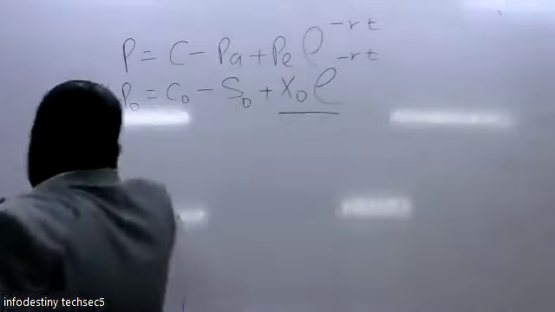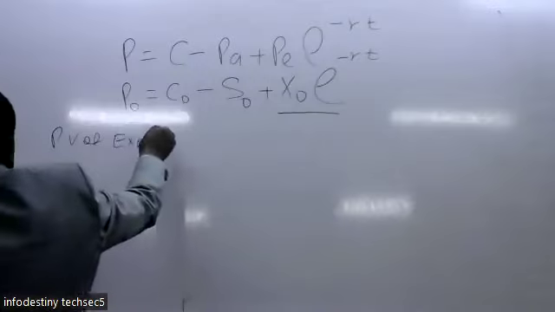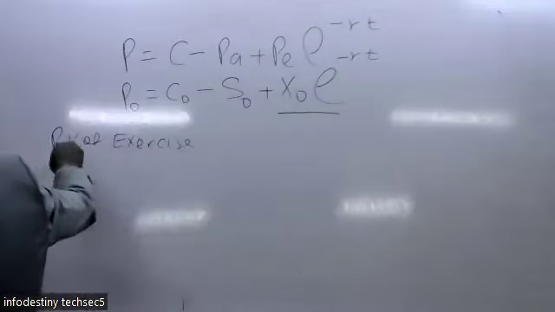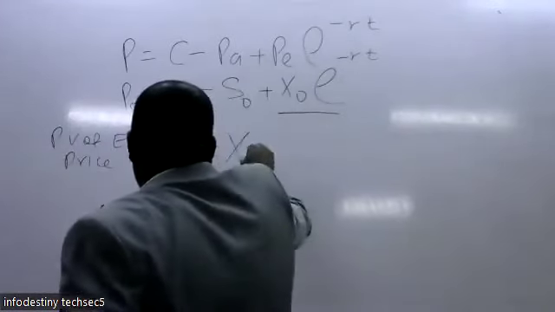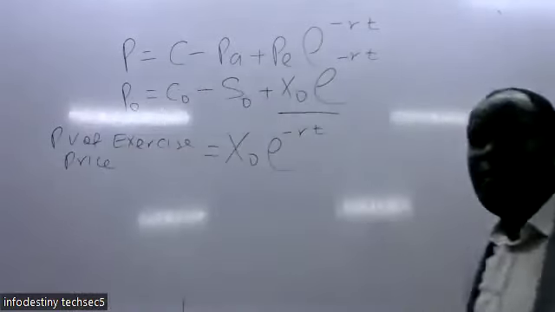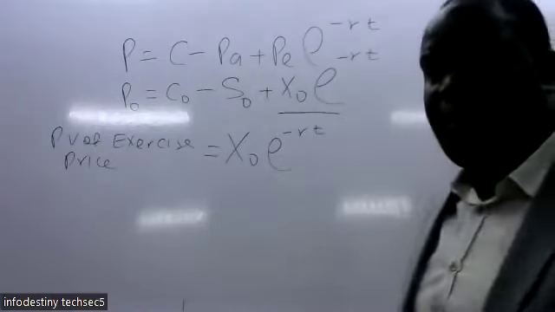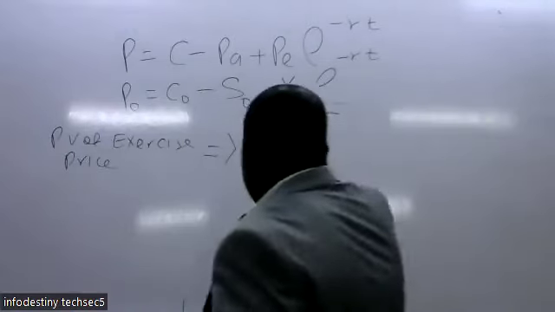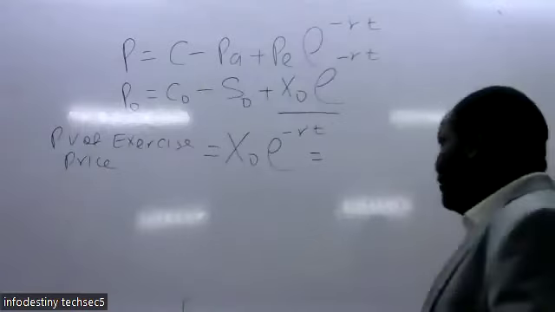We refer to it as the present value of the exercise price. So always start by calculating this part because it has 4 components. It is good to calculate it first. It is the same as the present value of the exercise price. So our XO has been given as how much? Our XO is 70.